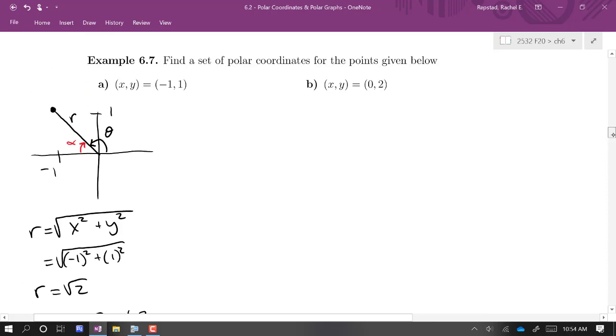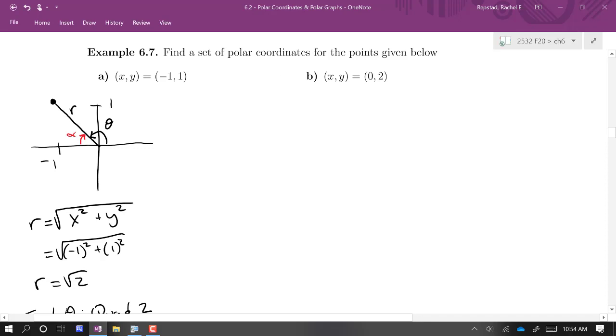All right, let's try another one. In part B, the polar coordinates they give us are, not polar coordinates, sorry, rectangular coordinates that they give us are 0, 2. So we're going to start by plotting them. 0, 2 is just right here. This is actually going to take very little work. We could really just do it by observation, by inspection.